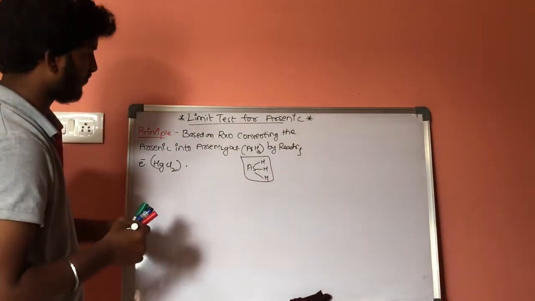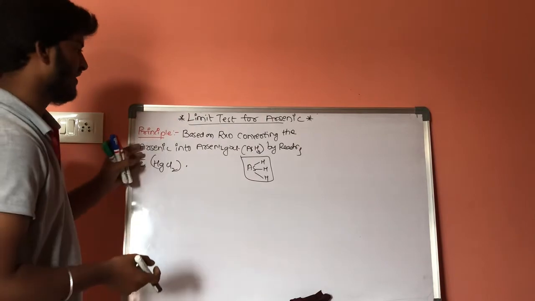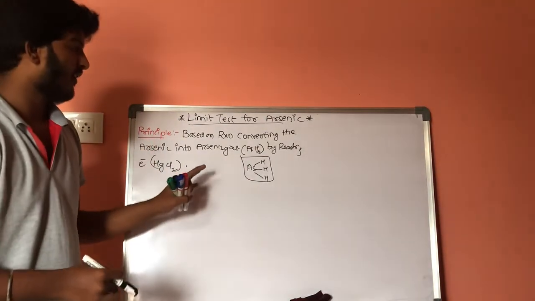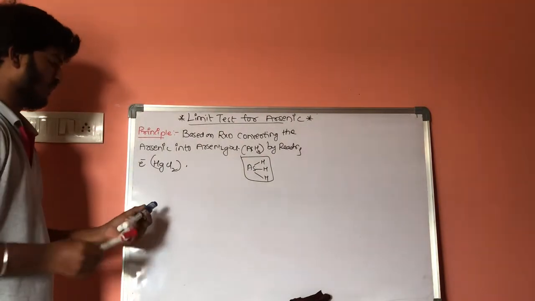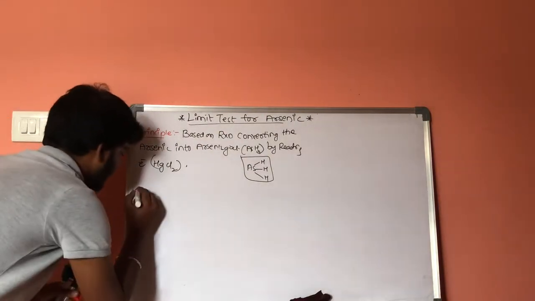Now we know that arsenic is present in two forms. One is the trivalent form, the other one is the pentavalent form. We discuss about the availability.